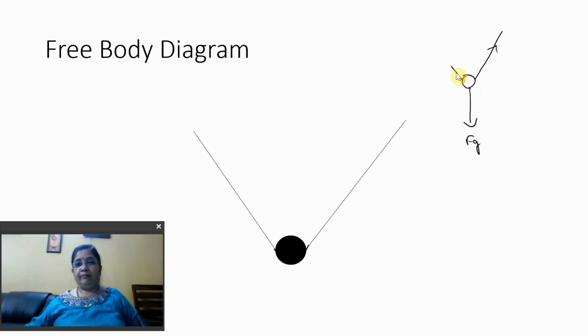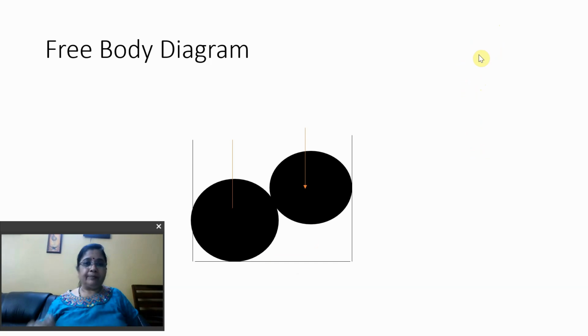I will have Ft both acting, of course, inclined but upwards, which is counteracting this Fg. If I have two different threads, I may have Ft1 and Ft2, which may or may not be equal. This is also a simple case.